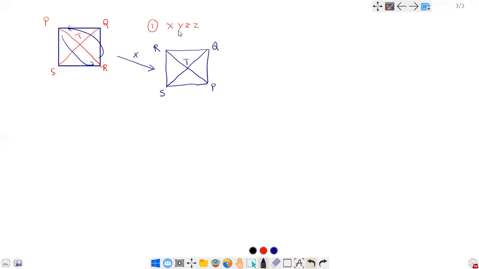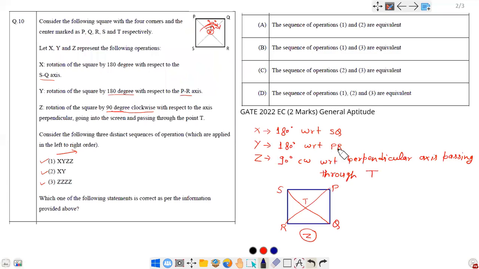Now we perform the Y operation. What does the Y operation say? 180 degrees with respect to PR.